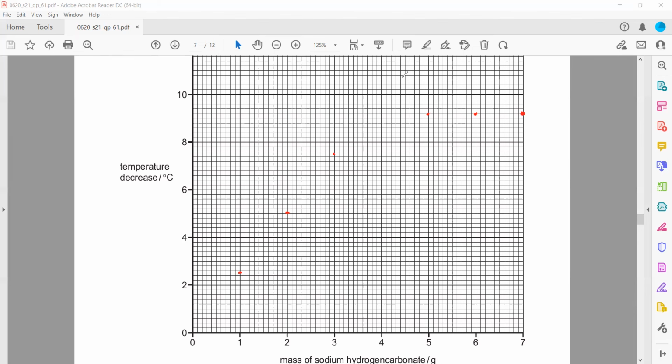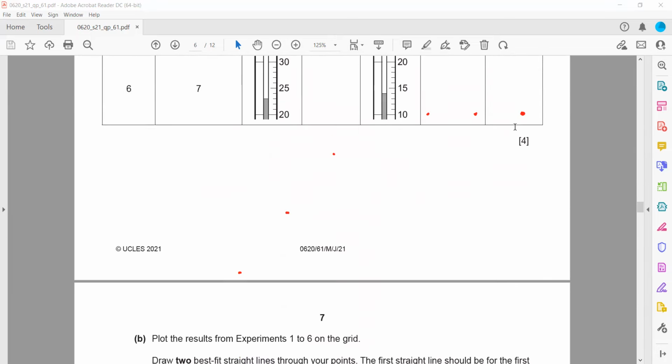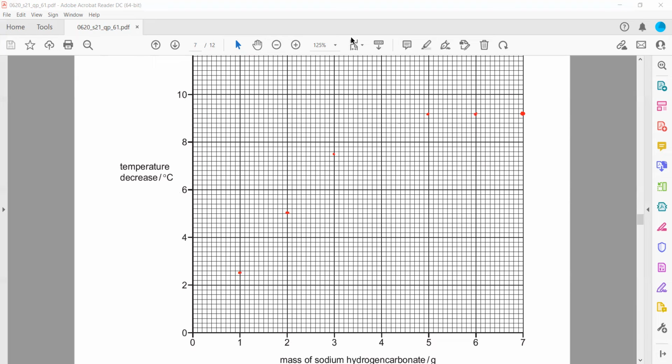The last column shows how much the temperature changed, the decrease in temperature. So for the last column we are using 2.5, 5, 7.5. According to the question, we have to draw two best fit straight lines. For the first 3 points, we draw one line, and it should start from the origin, as I mentioned. So I extend this line starting from the origin. Then the second line uses the last 3 points, a horizontal line, and they should meet at 1 point. This is how we plot this graph.